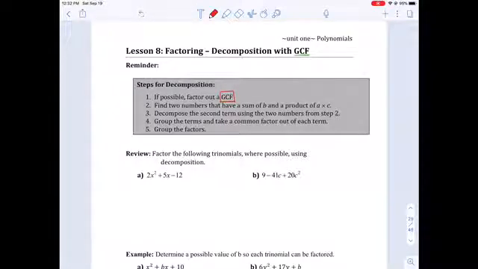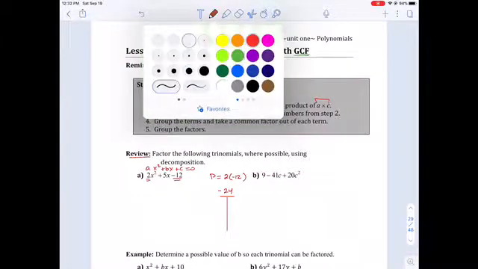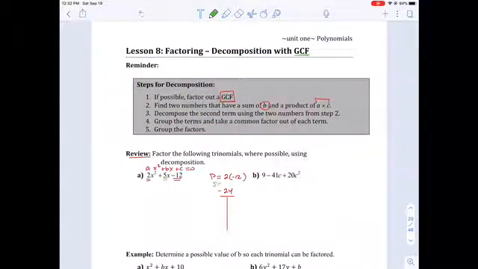And then of course the first step is to find two numbers that have a sum of b and a product of a times c. So for example, let's just review this down here. When I look at this, this is in the form of ax squared plus bx plus c. And so I would want to find here a product, right? Because a is 2 and c is negative 12. We want to find a product of 2 times negative 12, which is negative 24, with a sum of positive 5.